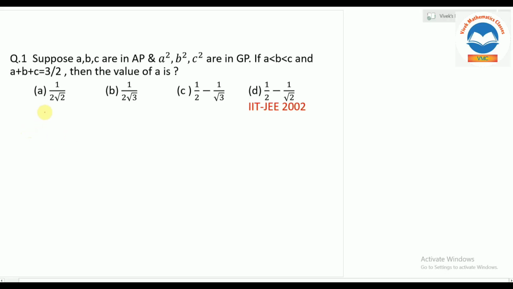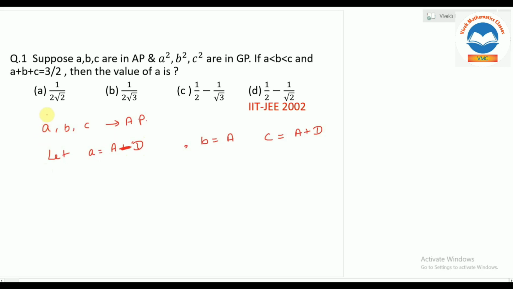Suppose A, B, C are in AP, A square, B square, C square are in GP, and A is less than B, B is less than C, and we have given A plus B plus C is 3 by 2. Okay. They have given A, B and C are in AP. Let me take three numbers like this: A minus D, A and A plus D. So B I will take as A and C I will take as A plus D.